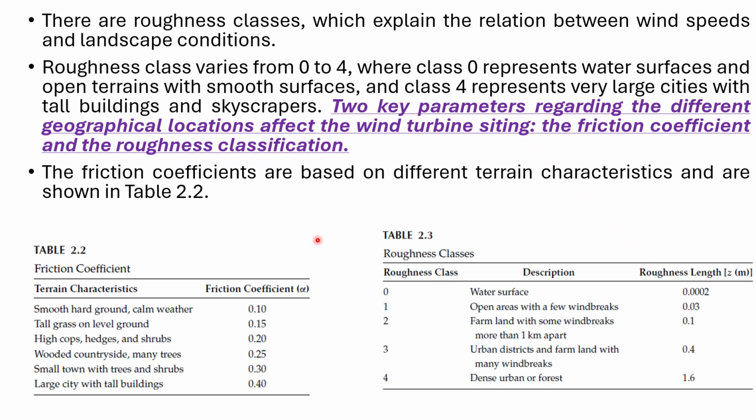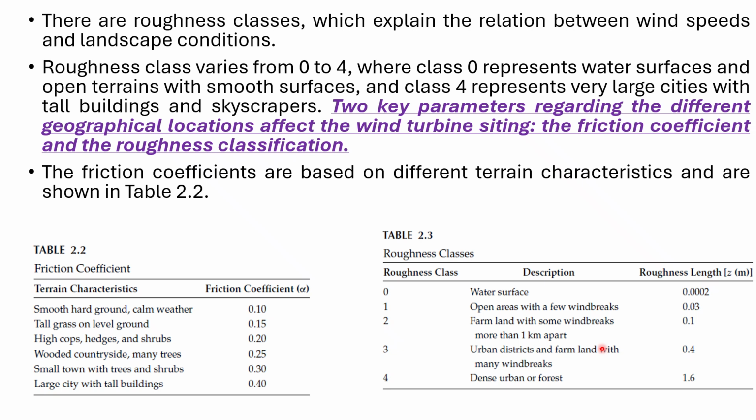So there is one more point that we have to concentrate on, which is the friction coefficient, which is shown here. So this is about the roughness classes. See, roughness class 0 represents the water surface and the corresponding roughness length. Likewise, class 1 represents the open area with few windbreaks, and the corresponding roughness length is this. Whereas class 2 is the farmland with some windbreaks more than 1 kilometer apart, and so the roughness length is 0.1.